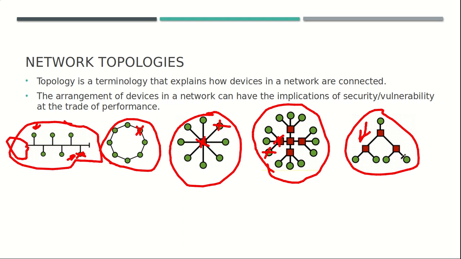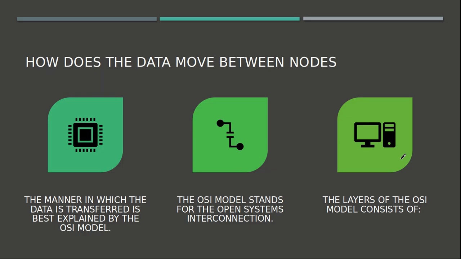Now we know the arrangements. Now the question is, how does the information flow between the nodes? How does it flow?